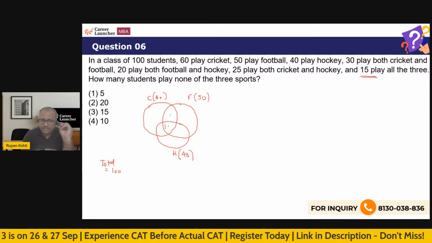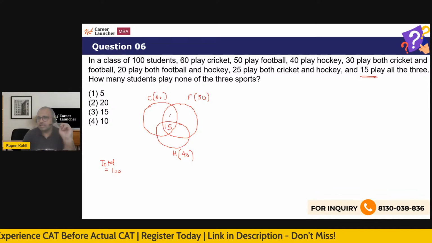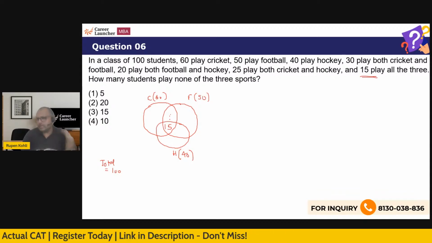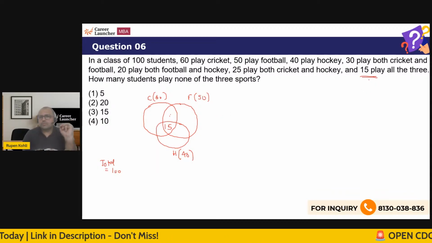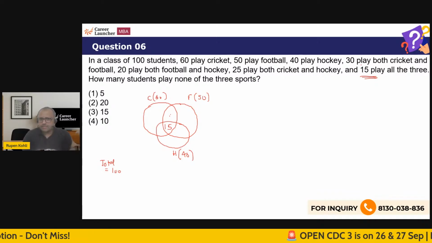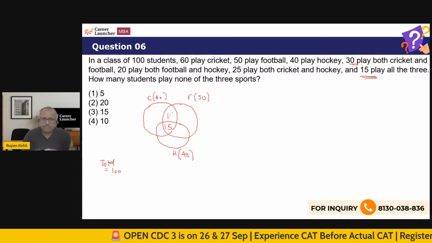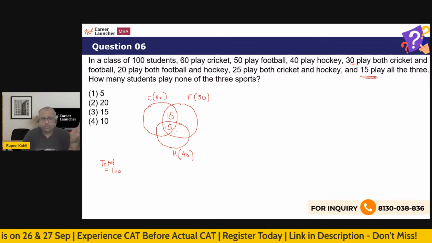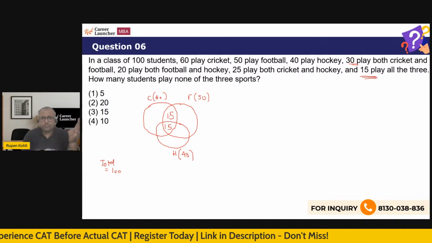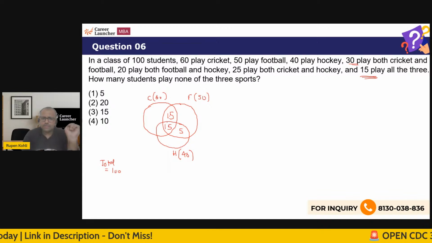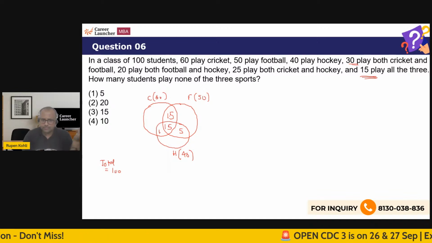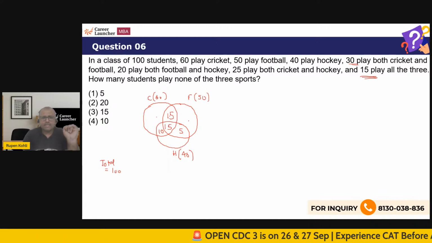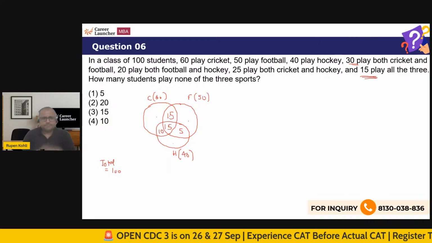सो हमेशा सेंटर मोस्ट वैल्यू अगर पता हो तो सबसे पहले वो लिखना चाहिए, उसके रिस्पेक्ट में देन वी कैन इजीली फाइंड द अदर, राइट? सो 15 को मैंने लिख लिया. अब 30 प्ले क्रिकेट एंड फुटबॉल. सो 30 इज द सम ऑफ दीज टू रीजन्स, दैट मीन्स दिस इज 15, right? Likewise 20 play football and hockey, so these two add up to 20, so this is 5. And finally 25 is cricket and hockey, so 15 plus 10 is 25, so ये 10 हो गया. Then you can find these regions and complete the Venn diagram.